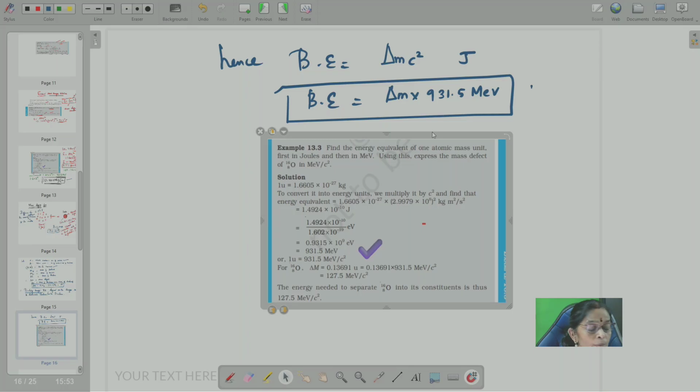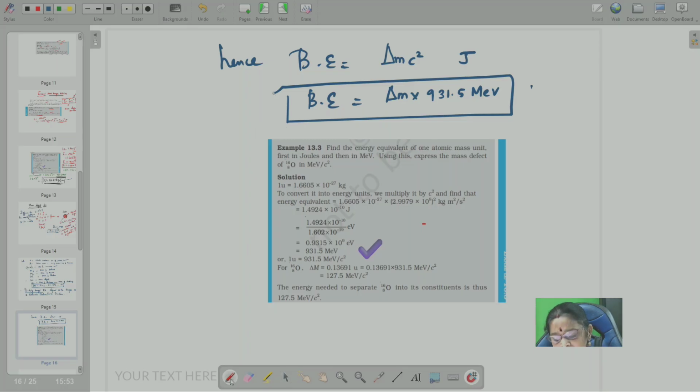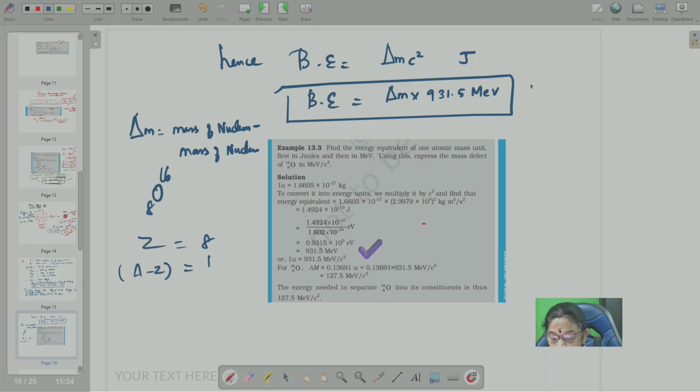So how to find out the mass defect? We will see here. It is very simple, children. Mass defect: delta M is equal to the mass of nucleons minus the mass of the nucleus. That is all. So how many protons and neutrons are there? The number of protons, Z value, is equal to 8. Then what is the A minus Z value? That is equal to 16 minus 8. So that is equal to 8.